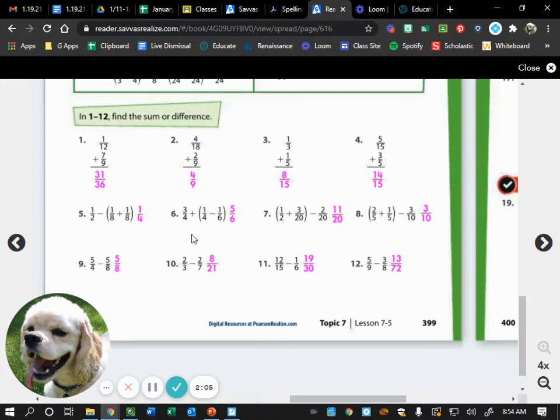Okay, then we had number 6. So for number 6, same thing. We look at the denominators first. We have 4, 4, and 6. Well, the least common denominator with those 3 denominators would be 12. So none of them have 12 as their denominator, so we would have needed to convert all 3 of them. So 3/4 would have become 9/12. 1/4 would have become 3/12. And 1/6 would have become 2/12.